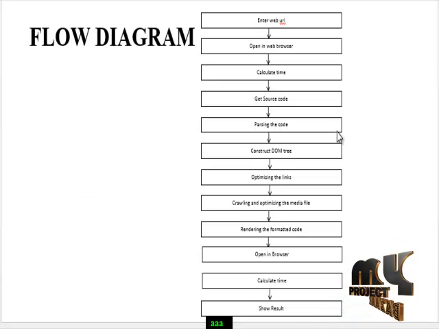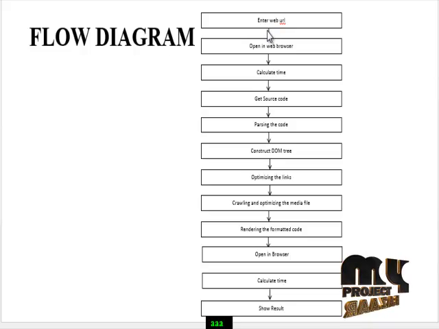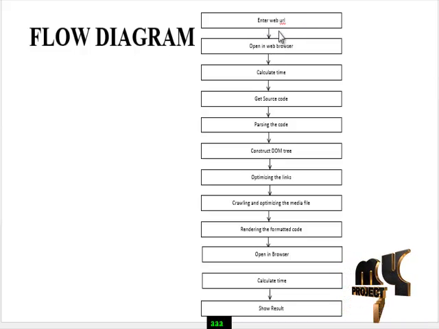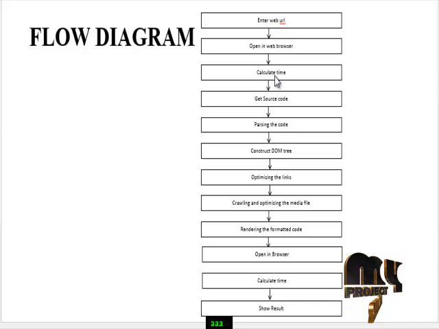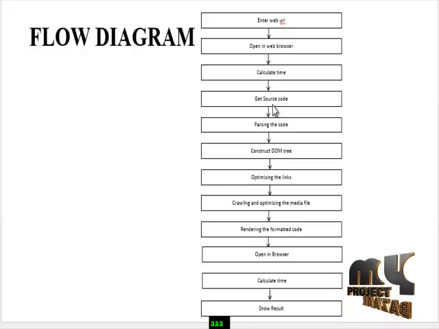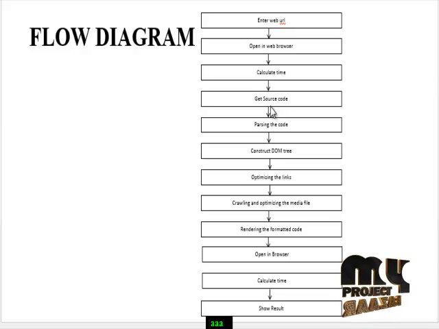Now we discuss our flow diagram. First we are going to enter our web URL. After that, we open it in the web browser. Next process is calculate time. Here we have to calculate how much time is taken by the web browser. After that we have to get our source code.